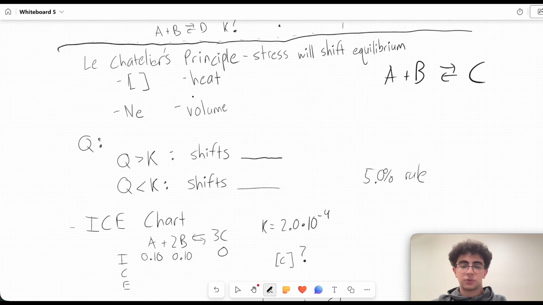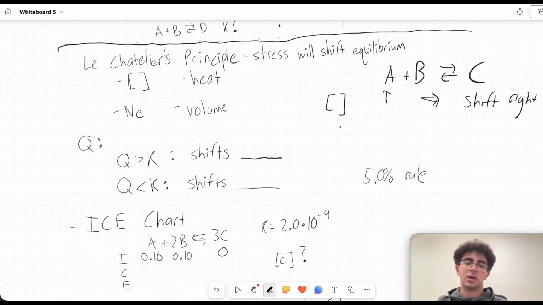The first stress we can add to an equilibrium would be if you change concentration. So let's say this thing is at equilibrium right now, and then I added some more A. If I add more A, it's like I add more stress to the equilibrium. So it's going to end up forming more C. That's all that means. And because it's forming more C, we say the equilibrium is shifting right, because it's literally shifting right and forming more products to the right, as this arrow shows. And vice versa, if we added more C, then it would shift left and form A and B. The equilibrium would shift left.